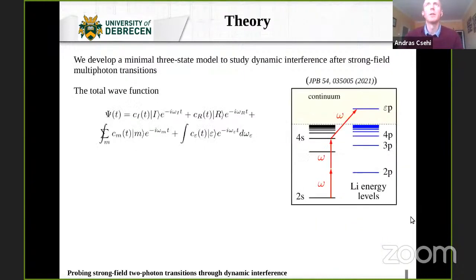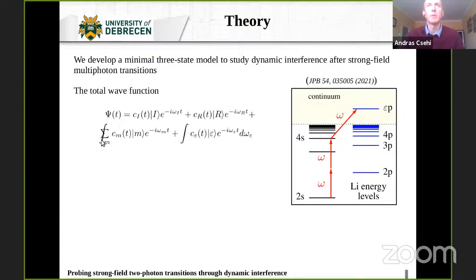To do that, we developed a theory. We want to obtain a minimal model, a minimal three-state model, to understand the physics of this process. In our treatment, the total wave function of the system is considered as shown here. Here we have the initial or ground state, which is 2s for lithium. We have the resonance state, which is the 4s state for lithium. And we have the ionic states, which are labeled by epsilon, and these are populated after ionization.